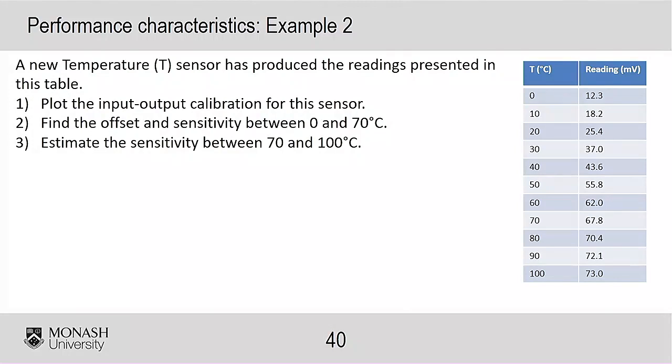So in this case, we're working on a new temperature sensor with the readings in the table. Hopefully you can all read them. If not, this should be in your notes. Plot the input and output calibration for this sensor. Find the offset and sensitivity between 0 and 70, and then the sensitivity between 70 and 100.